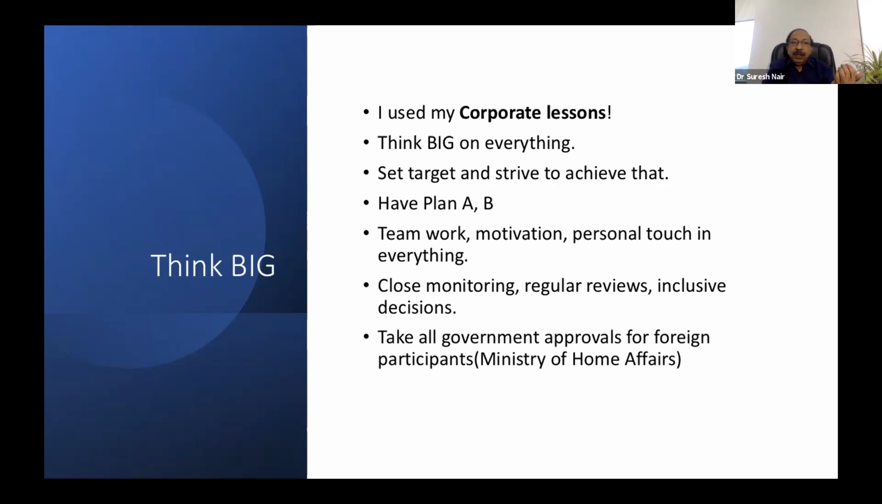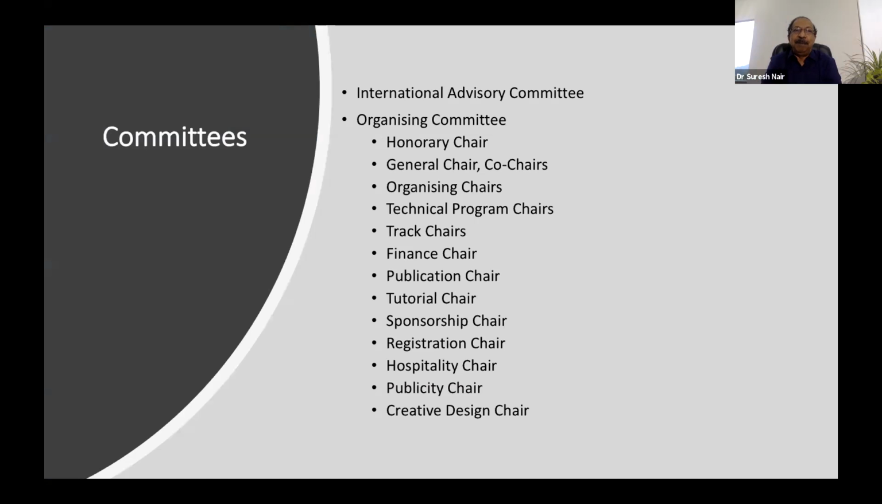Then taking all government approvals for foreign participants is very important. From the Ministry of Home Affairs, you have to get a lot of approvals, so you have to be prepared, submit applications, and follow up on them. One example is that when a foreigner comes as a tourist, he is not supposed to attend a conference. He should come as a business traveler. Otherwise we had a lot of issues, which we could solve.